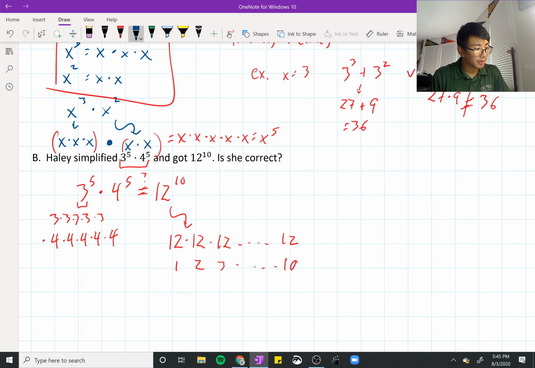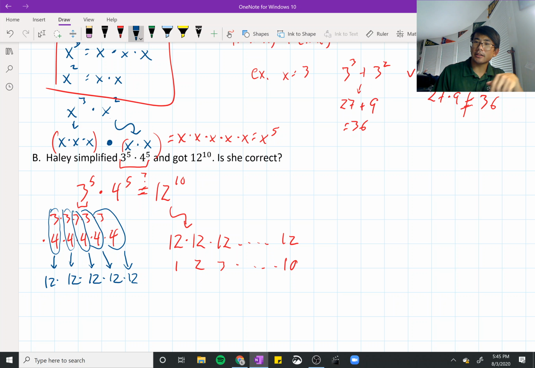So let's do that here actually. I'm going to group up each 3 with a 4. You can see here that 3 times 4 is 12. So this is a 12, this is a 12, 12, 12, and 12. So I can see that's how Haley got the 12. But what happened is, how many 12s are there actually? I don't count 10, I actually only count 5 12s. So this is actually 12 to the 5th, which is not 12 to the 10th, unfortunately.